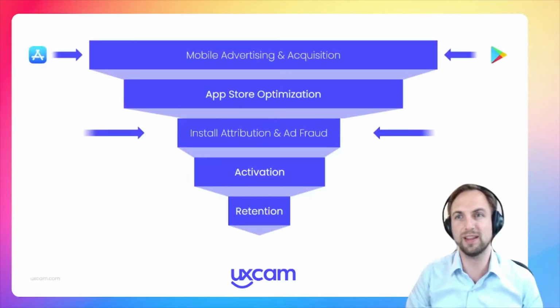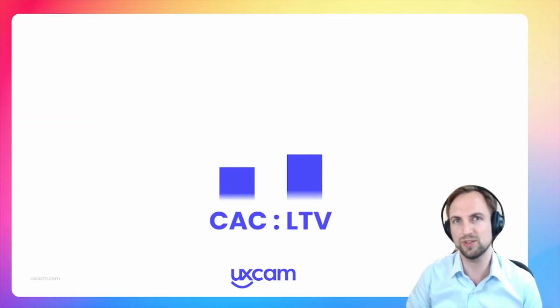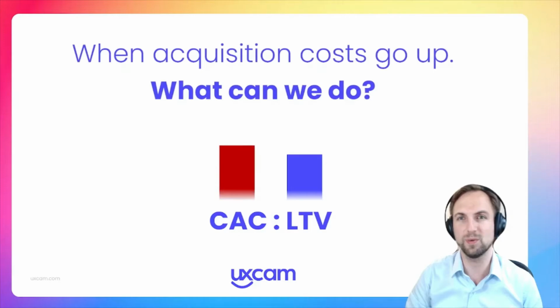So at the top of the funnel, they're both going to start squeezing, and they'll take a bigger cut of the pie. And on install attribution and ad fraud, there's a good chance that we're going to have less insights to determine how we're going to target. So for many of you, this will not be a problem because ideally you have a higher lifetime value than a customer acquisition cost. But what happens when acquisition costs go up? What can we do?